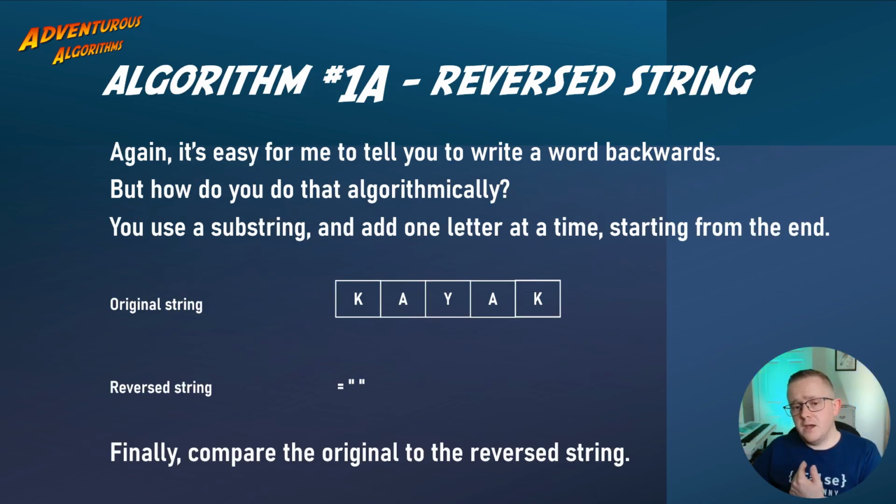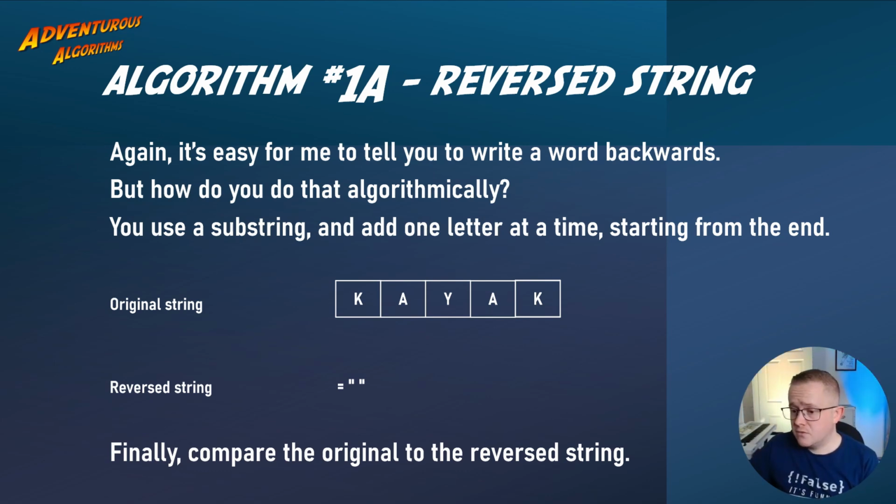So again, it's easy for me to tell you to write a word backwards. And if you were doing that on pen and paper, you could just do it yourself. But how do we do that algorithmically? How do we break that down? We use a substring. And if you haven't done substrings, I did a sort of introductory video that covered those, just the mechanics of how you do it, because a few of these algorithms that I'm covering are going to use substrings. And you take one letter at a time.